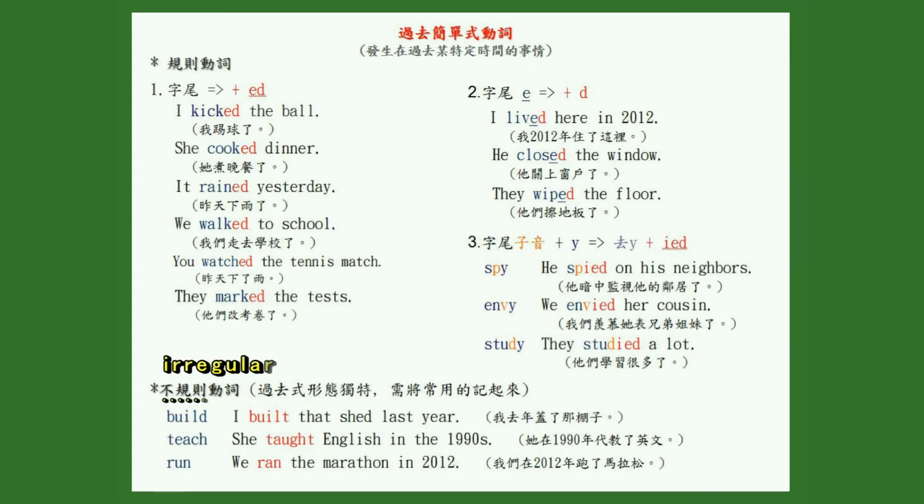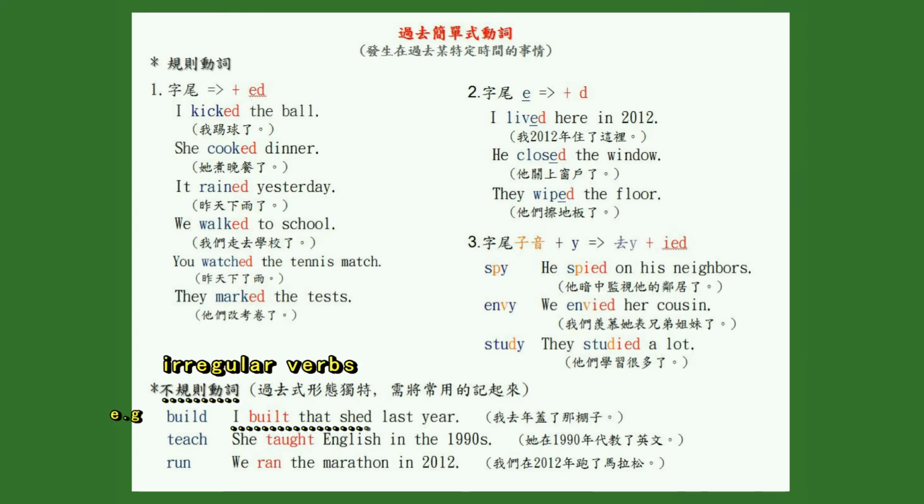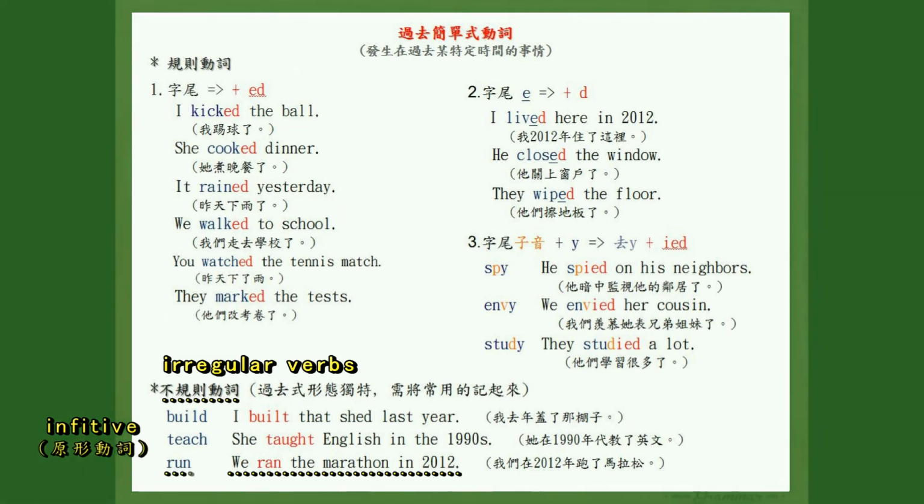Now let's have a look at the irregular verbs. All irregular verbs have a unique past simple form, and it is advisable that you study the most commonly used irregular verbs. For example, I built that shed last year. The infinitive form is to build. She taught English in the 1990s. The infinitive form is to teach. We ran the marathon in 2012. The infinitive form is to run.